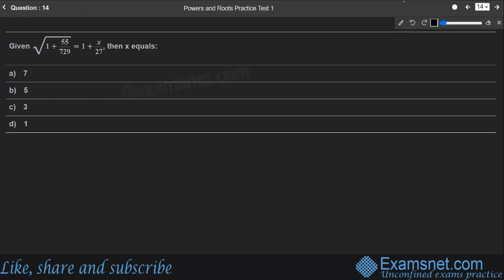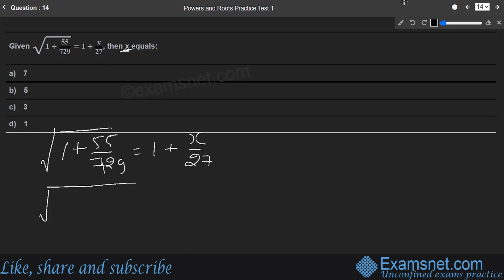Okay, so the question says under root of 1 plus 55 by 729 is equal to 1 plus x by 27, then x value is to be found out. So as they say, 1 plus 55 by 729 is equal to 1 plus x by 27. Okay, and we are supposed to find out the x. So let us simplify the left hand side.